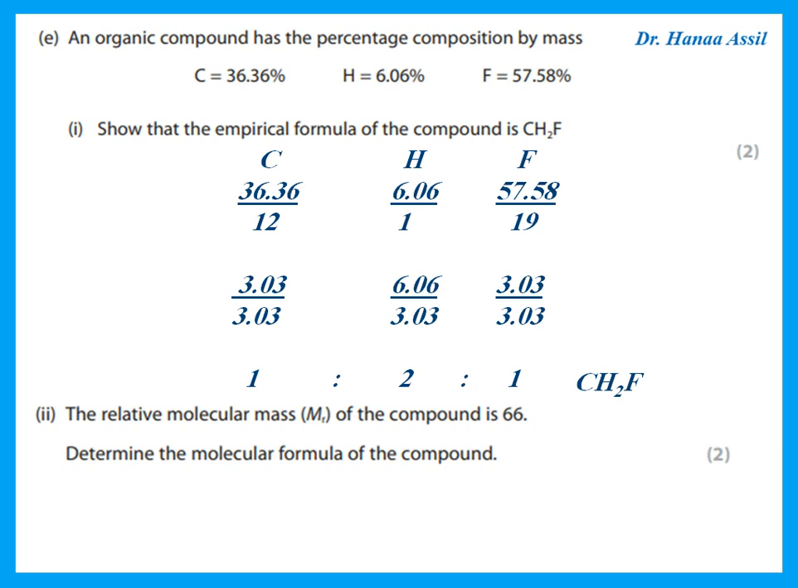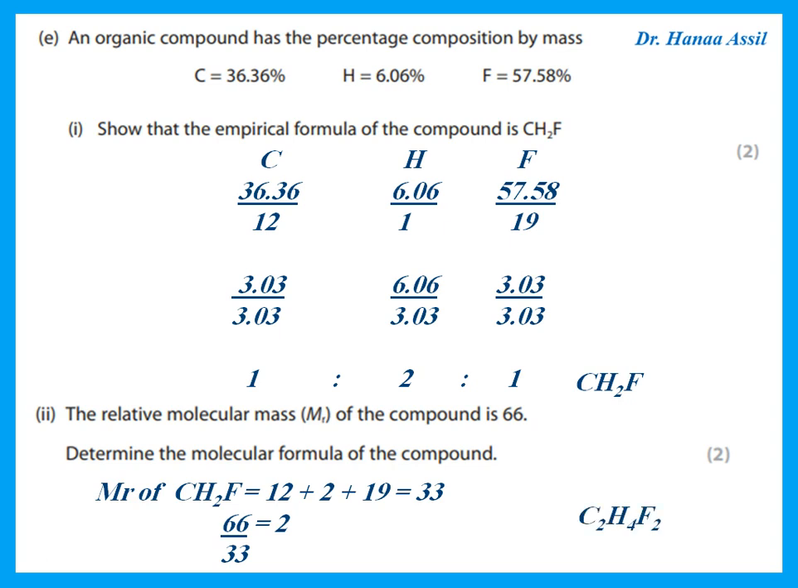Now, if I have an empirical formula and he wants me to get the molecular formula, then the first thing I do is get the Mr of the empirical formula that I just got. So the Mr of CH2F is 33. But he's telling me that it shouldn't be 33, it should be 66. So I divide the 66 by the 33. I find that the actual formula is twice what I got. So instead of having CH2F, we have C2H4F2. That is the molecular formula. Okay?